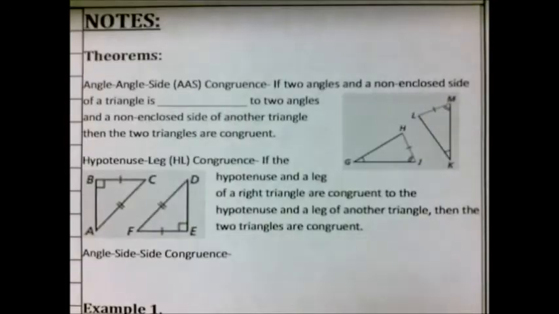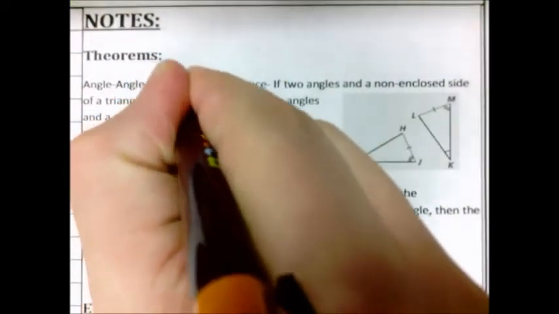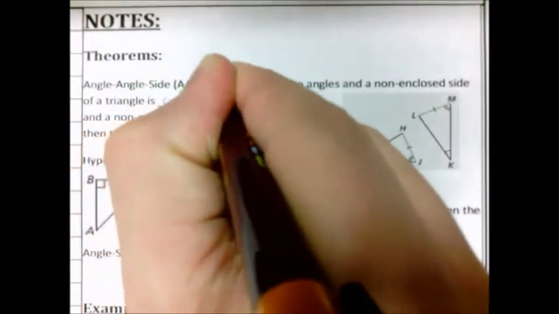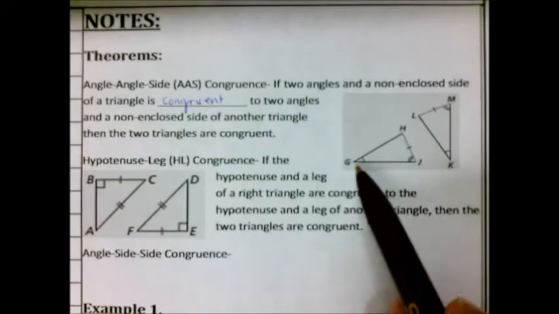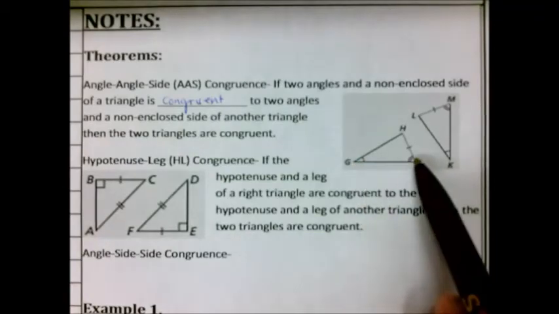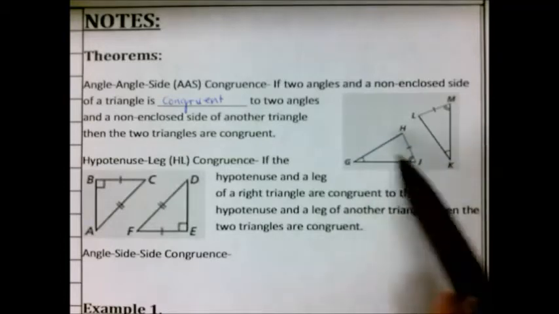So first we're going to talk about those theorems, and the first theorem is the angle-angle-side theorem. That's AAS congruency. What that says is that if two angles and a non-enclosed side of a triangle are congruent to two angles and a non-enclosed side of another triangle, then the two triangles are congruent. Okay? So what that looks like here is if we have a triangle, we've got an angle, the other angle, and the side that's after those two angles. Okay, so it's not enclosed.